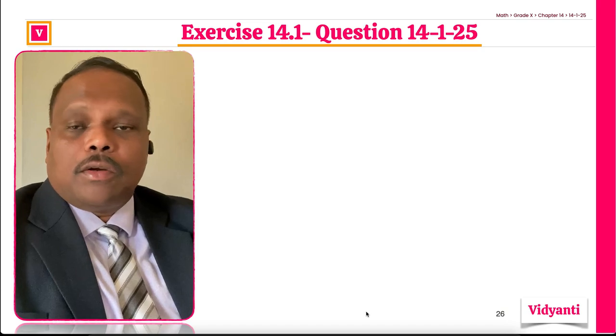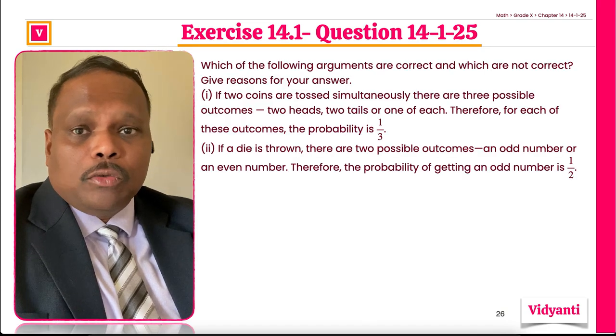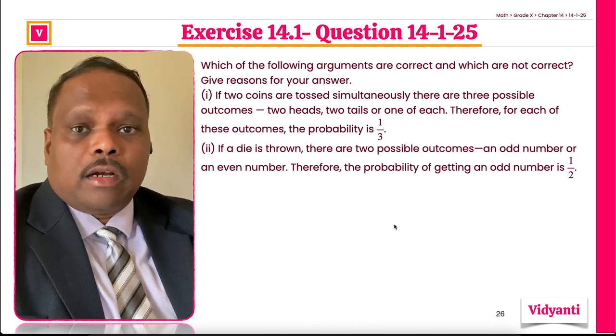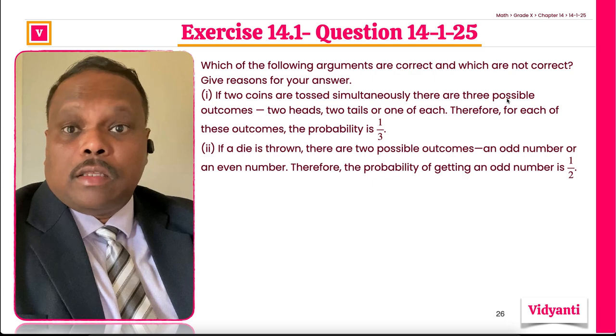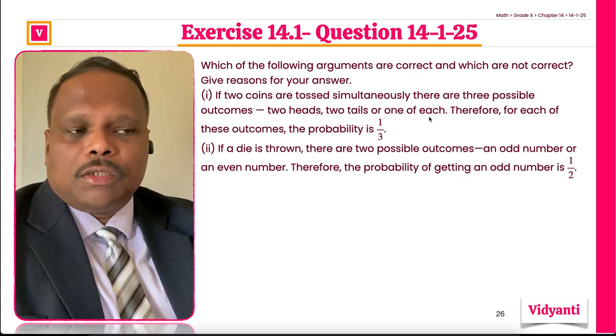Question 14.1.25. In this exercise, we have been given two statements and we are supposed to tell whether they are correct or incorrect with proper justification. Let's see the first statement. If two coins are tossed simultaneously, there are three possible outcomes: two heads, two tails, or one of each.